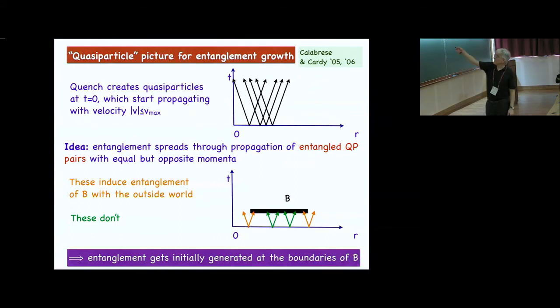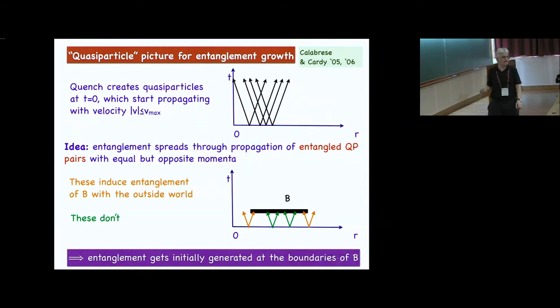Now the idea they had is that entanglement spreads through the propagation of entangled quasiparticle pairs with equal but opposite momenta. At time t equal to 0, you create a pair of quasiparticles at some position, basically everywhere in your system, but let's look at the pair here. This pair is entangled, and when they start propagating, they remain entangled at all times. That then can induce entanglement between different spatial regions of your system in the following way.